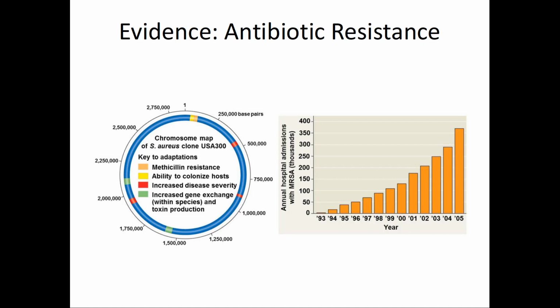And so you see this graph here, an increase of MRSA in hospitals, right, from 1993 to 2005. What we're seeing is that they're building up a resistance to antibiotics, which is a scary thing for us, because we rely on antibiotics to kill these bacteria, to keep them in control and keep them from killing us. But they're developing resistance to antibiotics, so why is this happening?